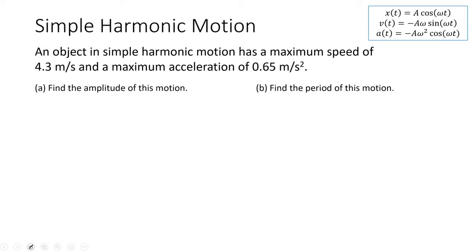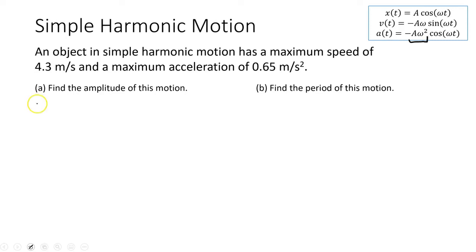So an object in simple harmonic motion has a maximum speed of 4.3 meters per second and a maximum acceleration of 0.65 meters per second squared. And the first question we're asked is to find the amplitude of this motion. So first thing I would remember, I would look over at the equations in the blue box, and we can see that the magnitude of the stuff out in front of the cosine or sine, in other words, the stuff that gets multiplied by sine or cosine, tells you about the max values.